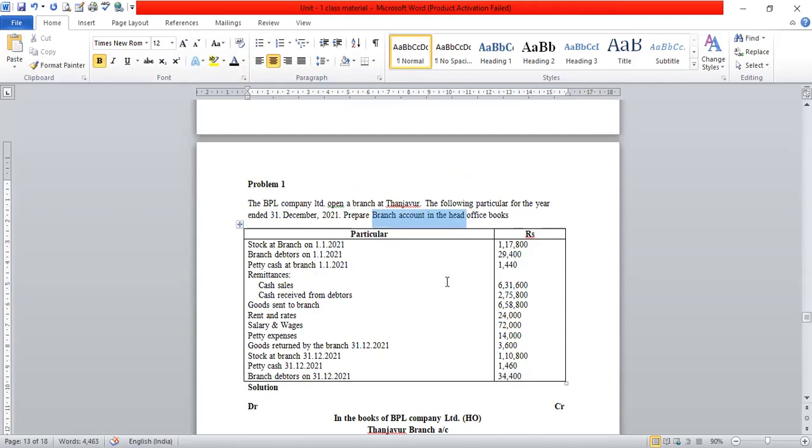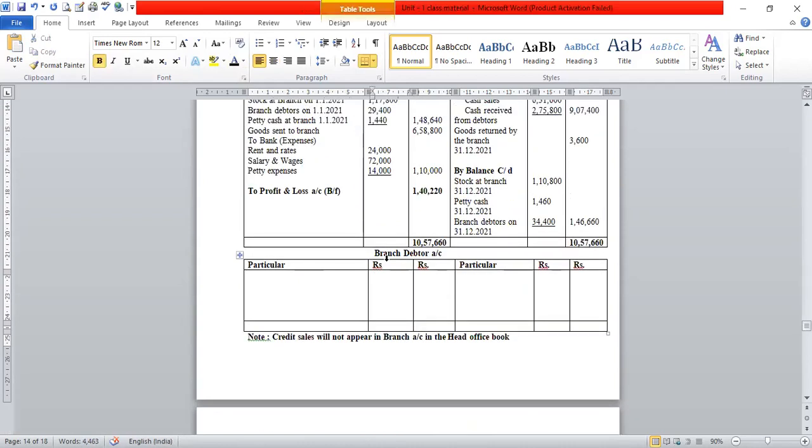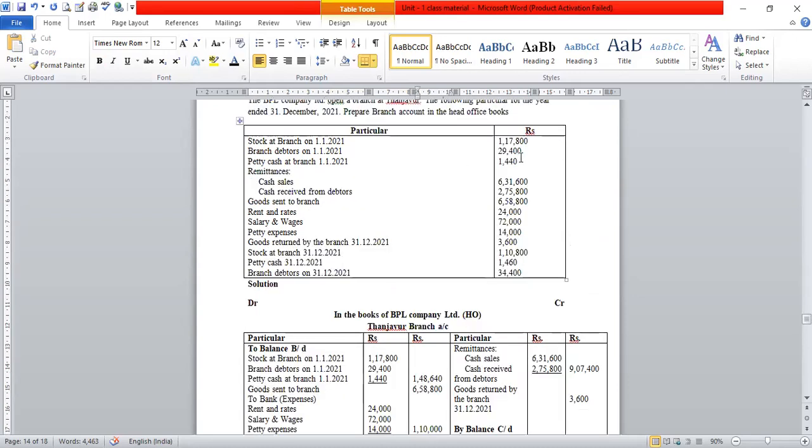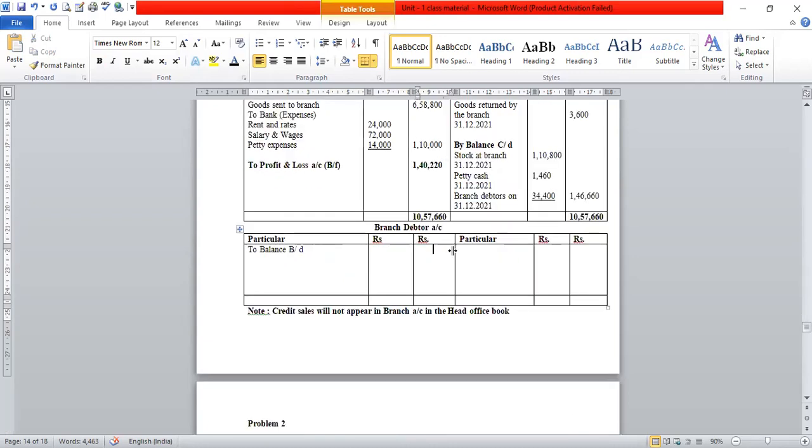It is over. So why should we create a branch debtors? எதுக்கு அப்படின்னு சொன்னா, how much credit sales we did அப்படின்றத we have to understand, we have to know. So the branch debtors the first item is opening balances. In the name of, we have to mention that as balance brought down. So the value is, check it here, the opening balance of debtors 29,400, closing is 34,400. That we are going to mention here.